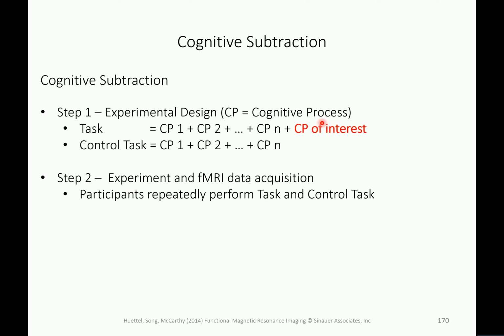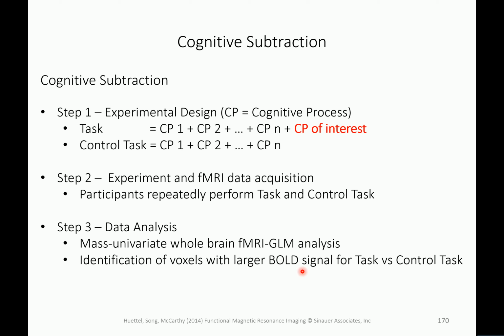And what I forgot to say is that if you want to find the neural correlate of a cognitive process of interest, you should design an experiment so that your task involves, let's say, n cognitive processes and the cognitive process of interest. Your control task, however, only involves these n cognitive processes, not your cognitive process of interest. So what the task requires in addition to your control task is the cognitive process of interest. Then you let people perform task and control task, and then you identify, for example, with fMRI, the voxels that have a larger BOLD signal for the task versus the control task.